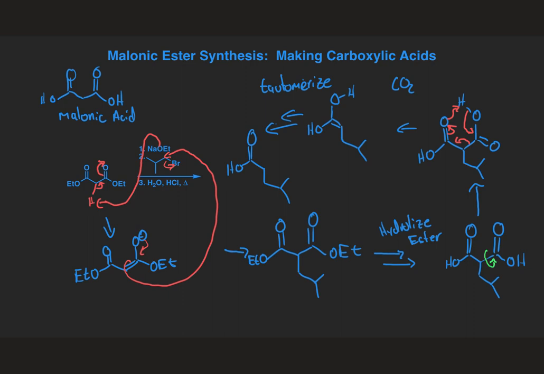And so the carboxylic acid portion of this molecule plus the alpha carbon came from the malonic ester we started with. And the other carbons came from the alkyl halide here.